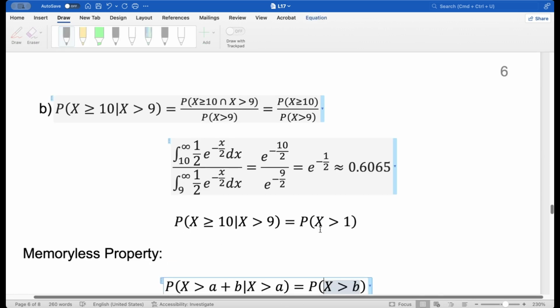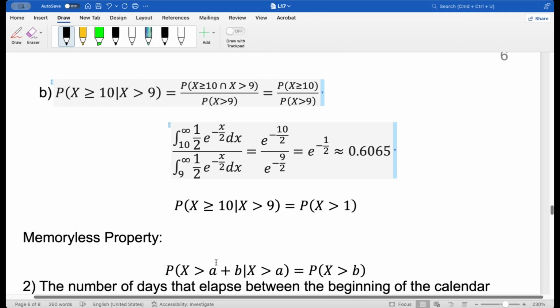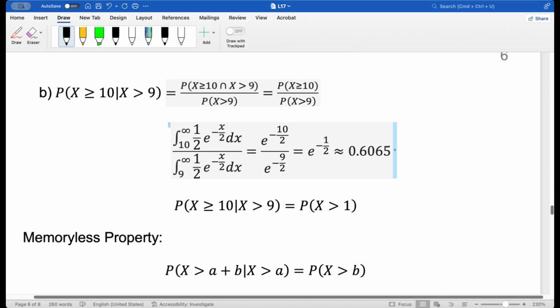So you have this memoryless property. The probability that x is greater than a plus b, given that it's greater than a, is the same as starting from scratch and being greater than that difference b. So the probability of lasting an additional b hours is the same as starting from scratch and lasting at least b hours. So you can just do that difference there. Greater than or equal to 10 given greater than 9 is the same as probability greater than 1. So that's the memoryless property.